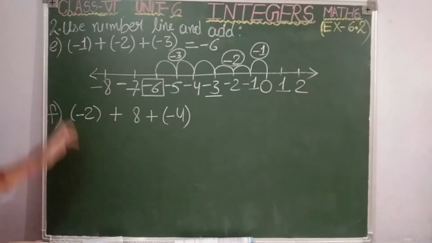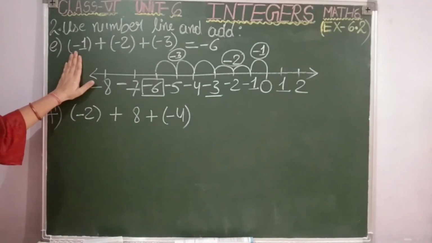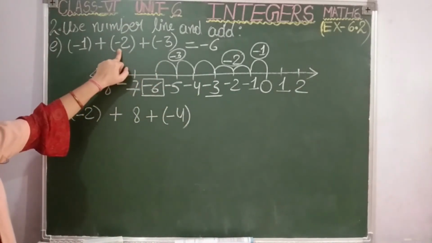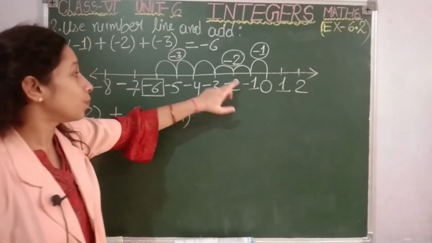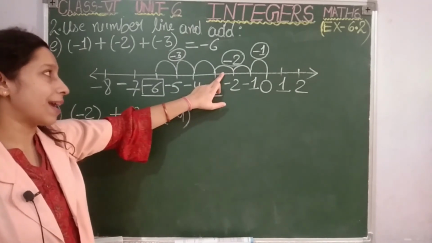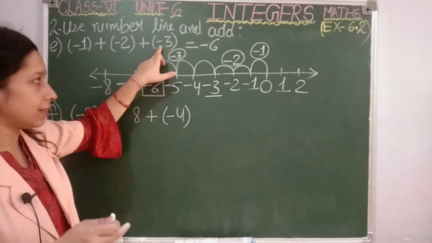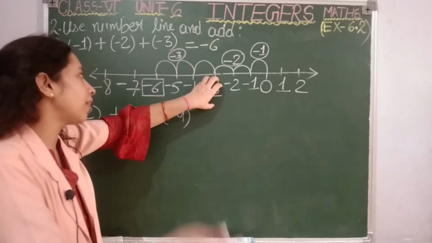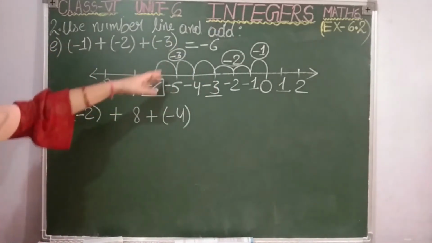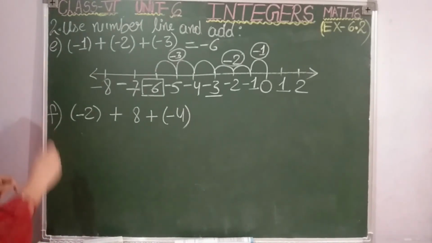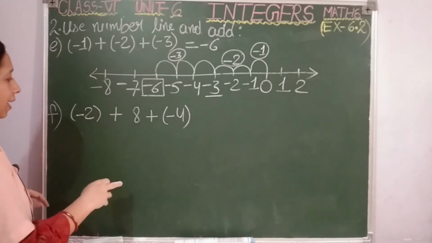How simple it is. What have we done? First we moved to minus 1 from 0. Then it was minus 2, so from minus 1 I have taken 2 steps back and I reached at minus 3. Then it was again minus 3, so from where I had reached, again from there I have taken 3 steps back. Finally I reached at minus 6. Solved. F point, students: minus 2 plus 8 plus minus 4.